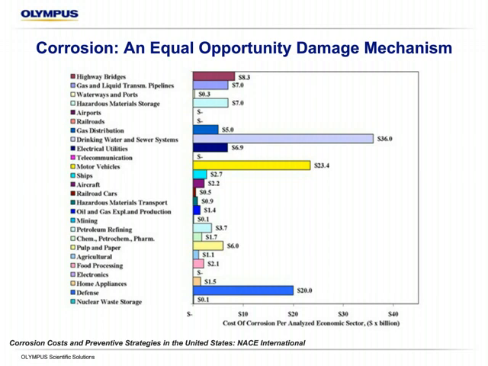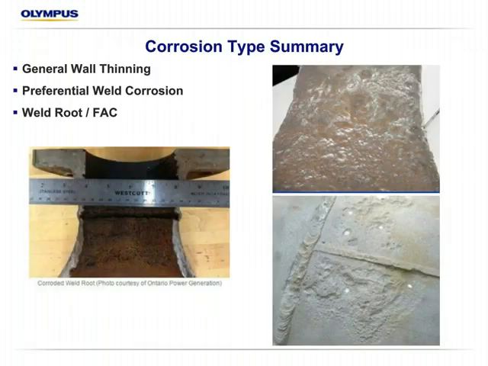Let's just talk a little bit about a few different types of corrosion, just because we will make some distinctions when we talk about different ultrasonic testing methods for different types of corrosion. So when we think about corrosion, I think a lot of people just think about general wall thinning, where we can just have a general slow rate of loss of wall due to corroded material.